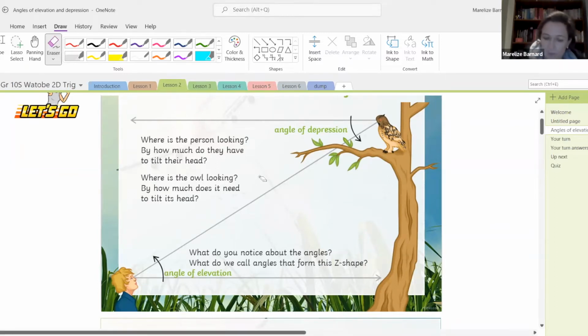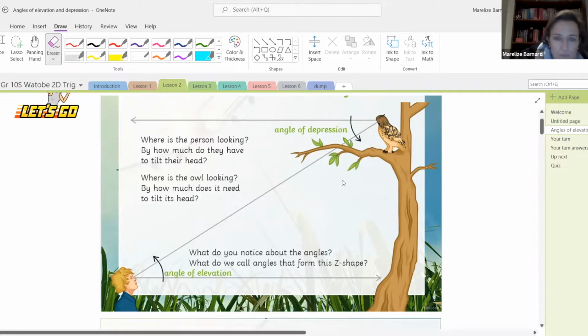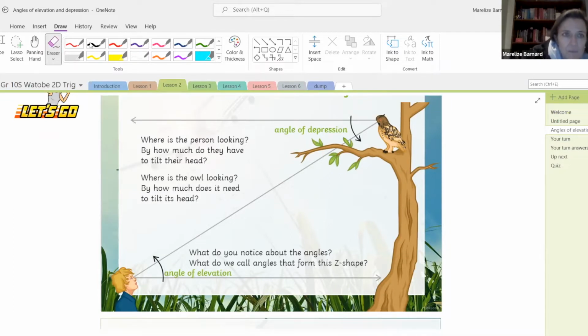Let me just get my pen working, and then I can highlight this over here. Whoops. My pen is not happy today. Doesn't seem to want to cooperate. There we go. Okay. And in turn, this owl is sitting over here and it is looking down at the boy over here. And that angle that is formed by looking down, that is called the angle of depression.